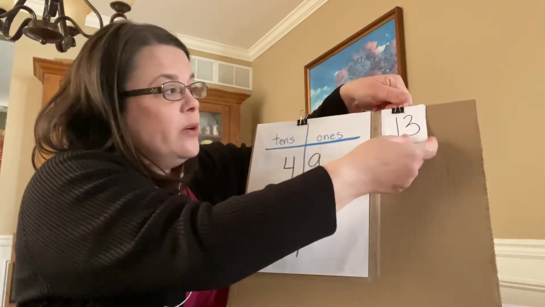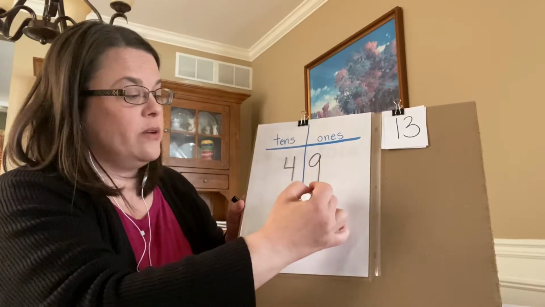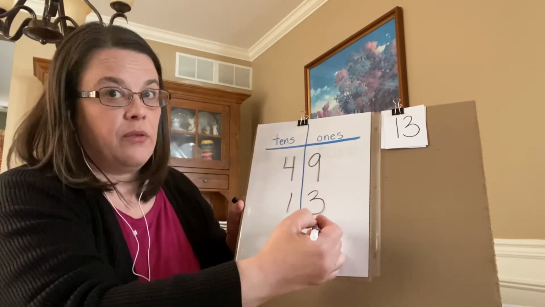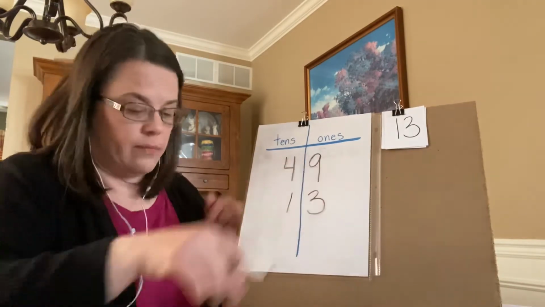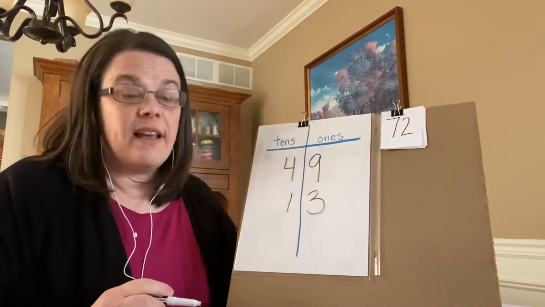We can do a few more. 13. Always go left to right. 1 is in the tens place, 3 is in the ones place. Our last example. 72.